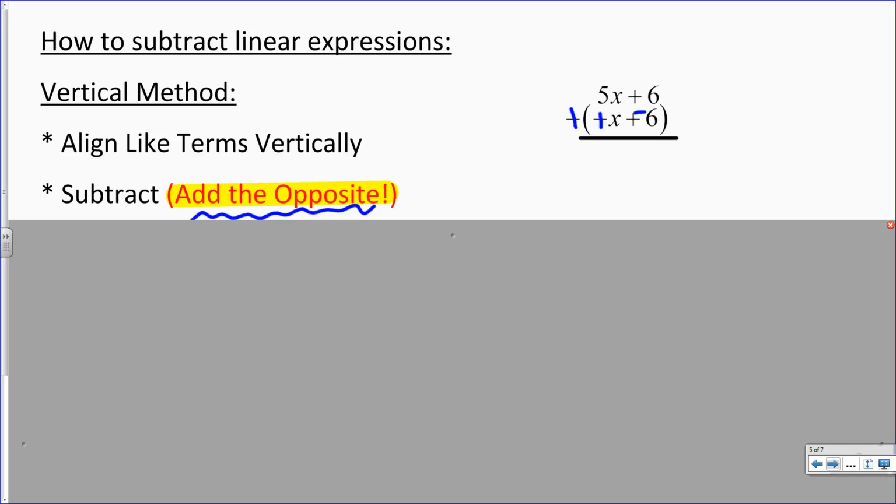5x plus 1x is 6x, because there's a 1 there. And 6 plus a negative 6 is 0. So that term is gone, and the answer is 6x.